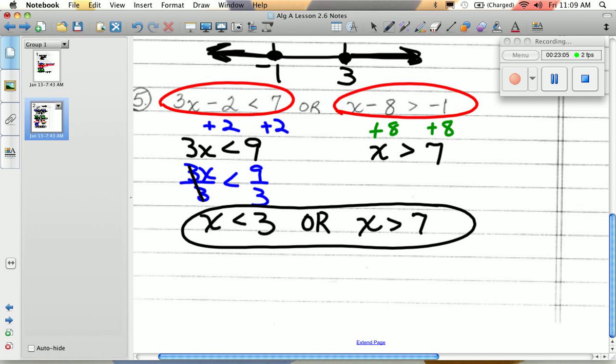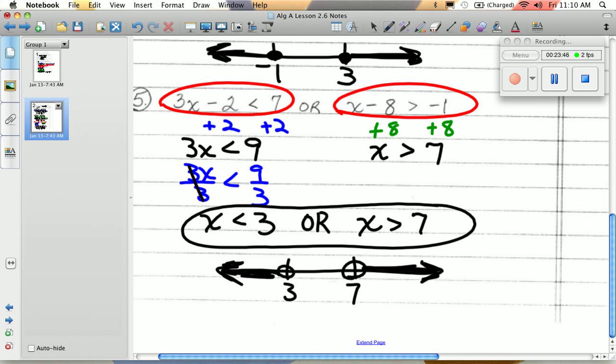And then we will graph it. So, who lives on the left? 3 or 7? 3. Is 3 included? No. Are the numbers to the left of 3 included or to the right? To the left. Okay. How about 7? Is it included? No. And what numbers are? To the right of it. Okay.